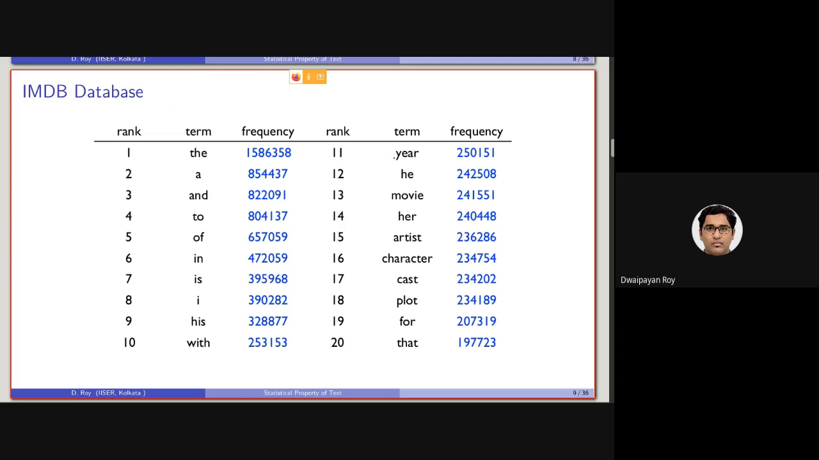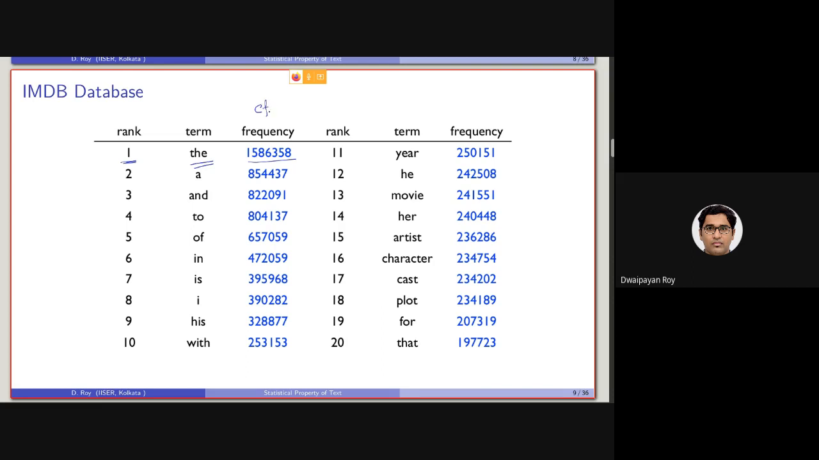Now, if we tokenize the entire collection and if we sort the terms in the vocabulary by the frequency, we will be observing something like this. The will be having the highest frequency, next is A, then AND, TO, OF, IN, and so on. And if we put a rank based on the frequency, these will be the ranks. Rank 1 is the term having the highest collection frequency. Note that these are the collection frequency.